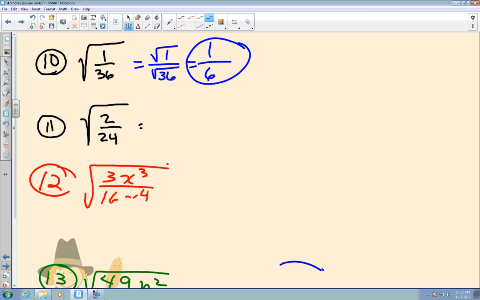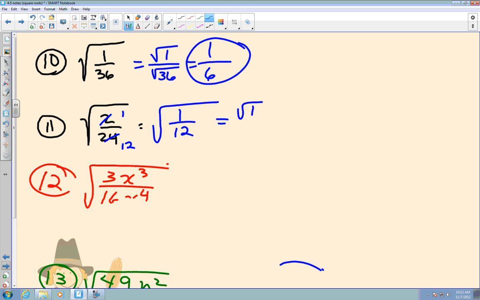Now on the next one, it's probably going to make more sense to simplify the fraction first. So 2 divided by 24, well, 2 goes into 2 once, 2 goes into 24 12 times, so I get the square root of 1/12.